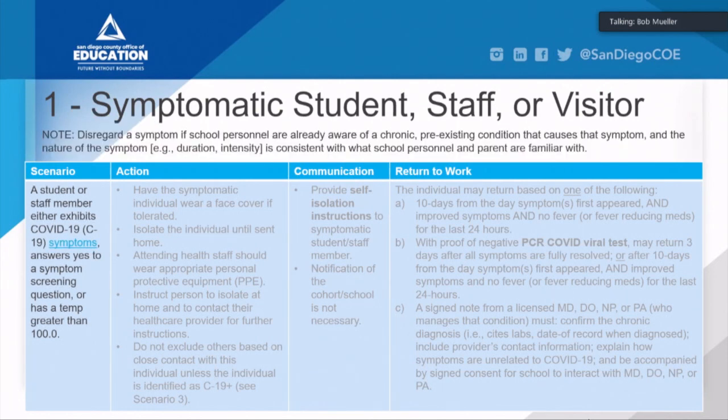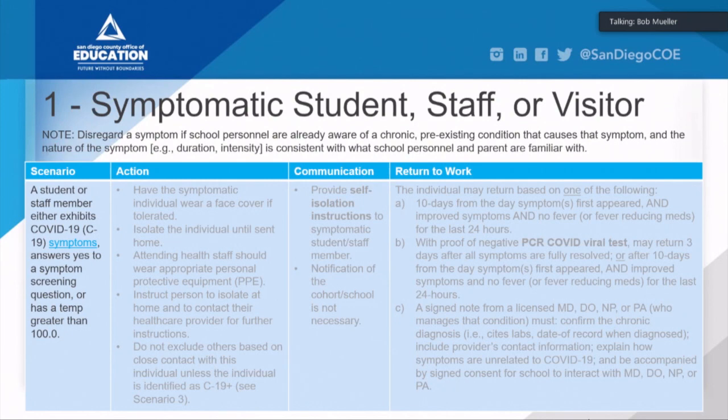So let's go into the table. When you look at the document itself, the decision guide document is formatted exactly this way, so I'm just going to walk you through it. The scenario is a student or staff member either exhibits COVID-19 symptoms, or they answer yes to a symptom screening question, or they have a temperature greater than 100 degrees Fahrenheit. And in San Diego County, 100 degrees Fahrenheit is the threshold.